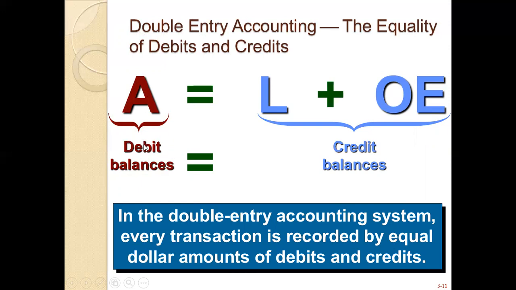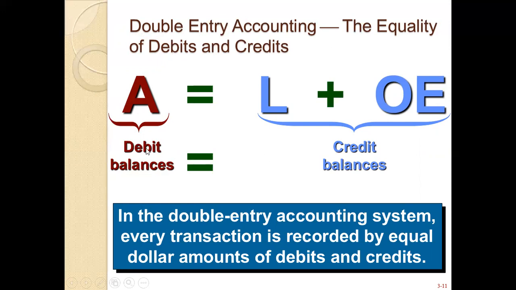If you find that your assets have a credit balance, it means your calculation is wrong. You should revise and recalculate all your information. Similarly, liability and owner's equity always have credit balances.